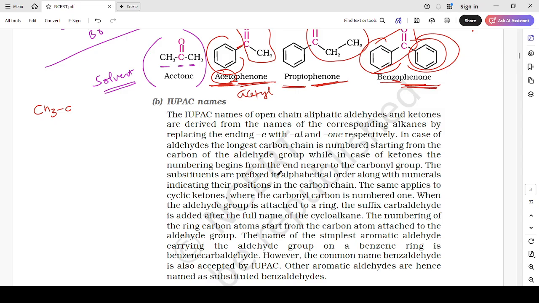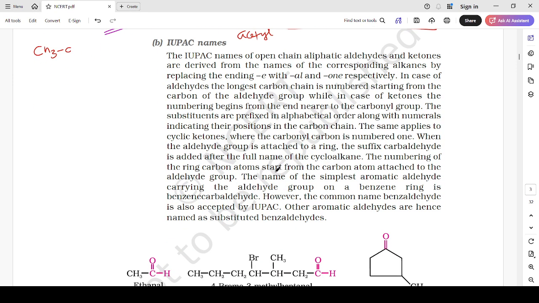Right? Yes, ma'am. Now we are moving to the IUPAC name. As I mentioned, you should know vanillin, salicylaldehyde, and cinnamaldehyde for sure. The structure is a must for us.